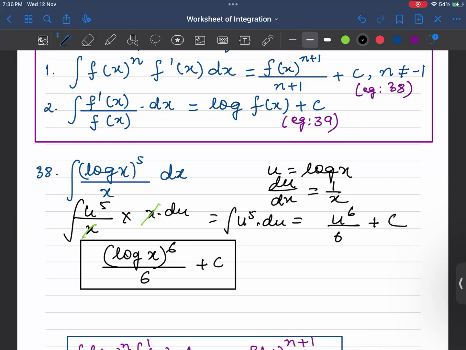Or even directly by the formula, I don't have to solve it, I can substitute it directly, as we know, if we differentiate log x, it would be 1 upon x. Means it's in the multiplication. I can say so.